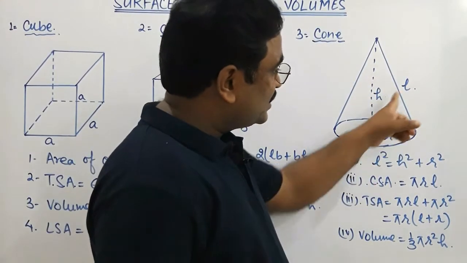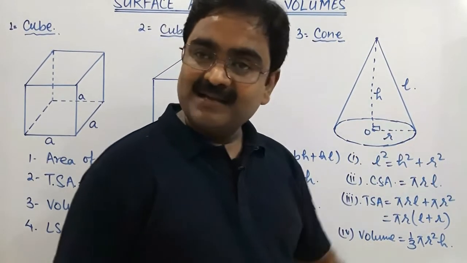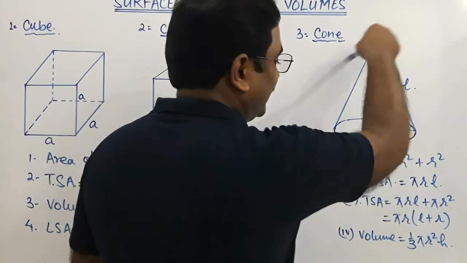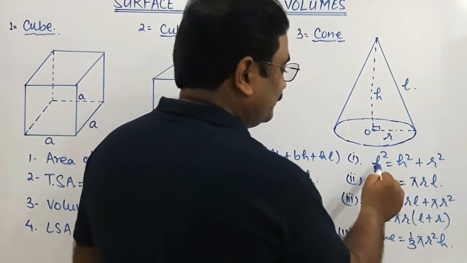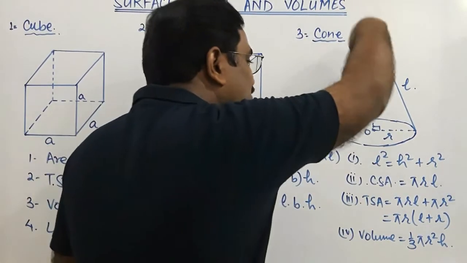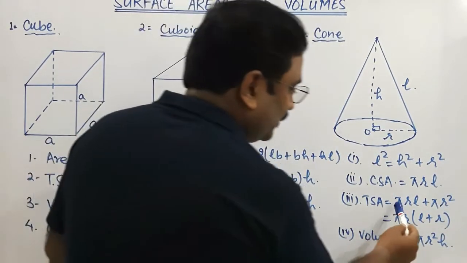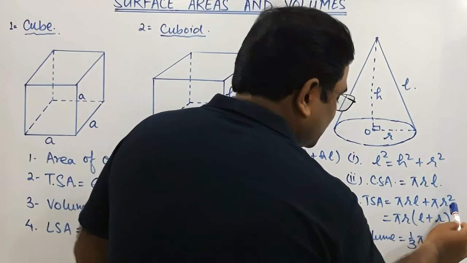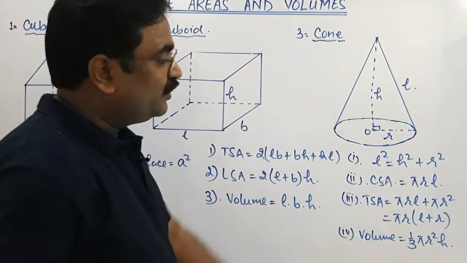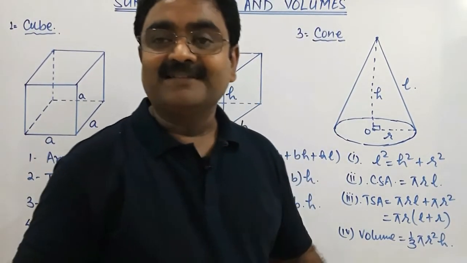Now for the cone, as you know, its base is circular. Here is the relation between slant height and radius: L square is equal to h square plus r square. The curved surface area of this cone is pi r into L. The value of L you can find with this first formula. Total surface area means curved surface area plus area of base, which is circular, that is pi r square. When you add them, you get pi r into (L plus r), and the volume of this cone is 1/3 pi r square h.